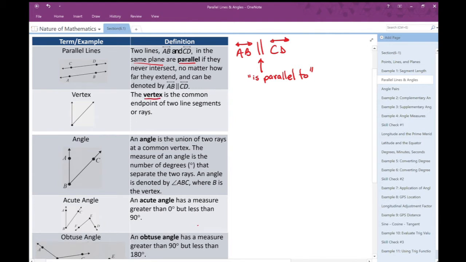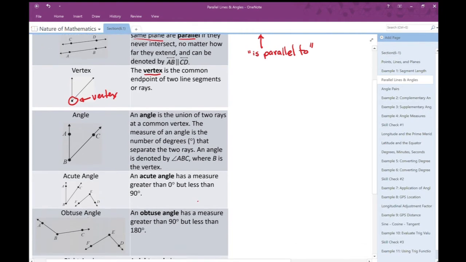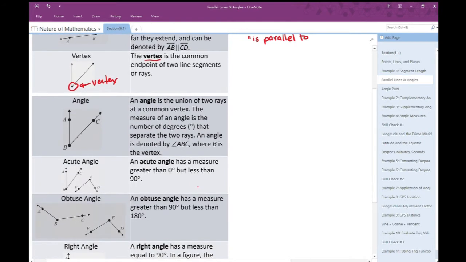Good. Our next term is a vertex. The vertex is the common endpoint between two line segments or two rays. This is the common point of these two figures, so that is the vertex. When we have two segments or rays with a common point known as a vertex, it forms an angle. And immediately we always want to identify the vertex of an angle. And that is because when we name an angle, the vertex must always be the middle letter.